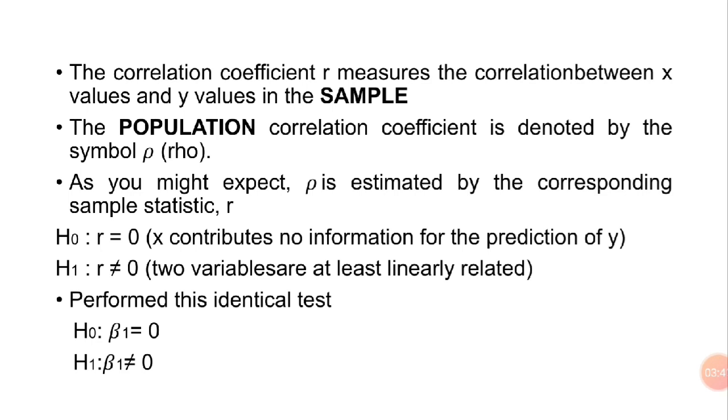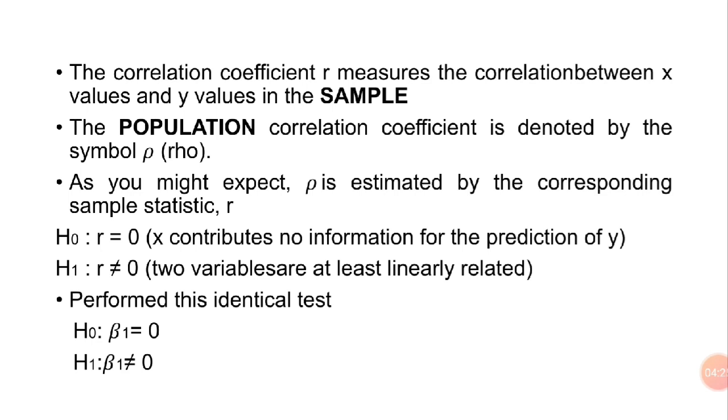The correlation coefficient r measures the correlation between x values and y values in the sample. The population correlation coefficient is denoted by the symbol rho. So, as you might expect, rho is estimated by the corresponding sample statistic r. The null hypothesis is rho equal to 0, which means x contributes no information for the prediction of y. And the alternative hypothesis is rho not equal to 0, which means the two variables are at least linearly related.